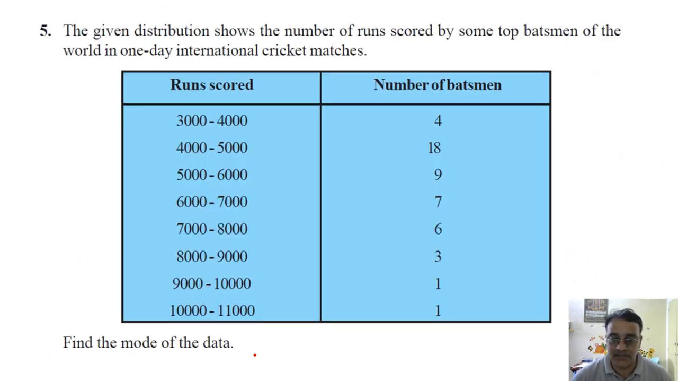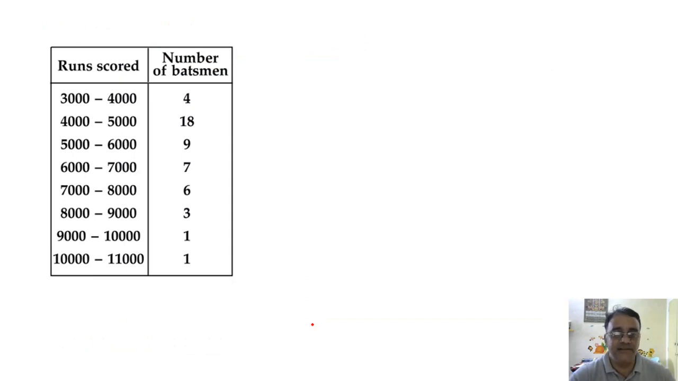This is the last question. The given distribution shows the number of runs scored by some top batsmen of the world in one-day international cricket matches. This is very old data. Runs scored is given and the number of batsmen. This is the frequency, and we have to find only the mode of this data. So we'll start with the table, the rough table.